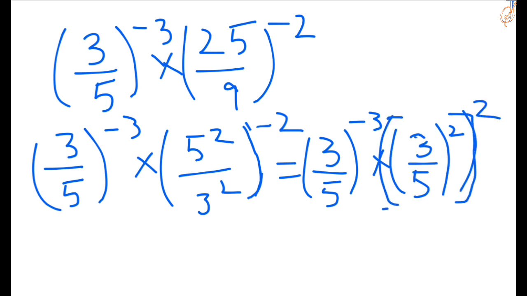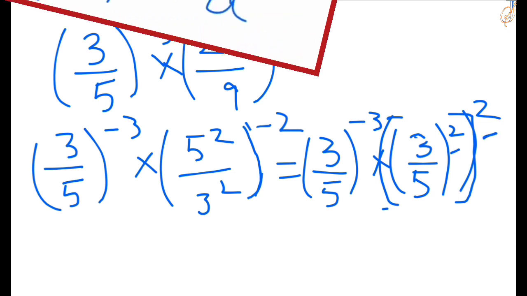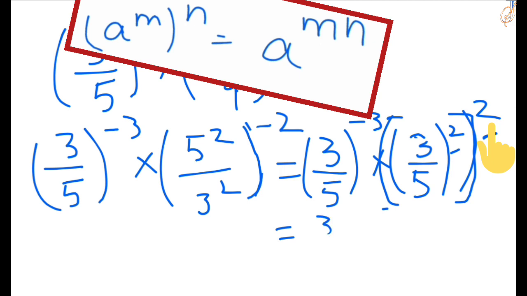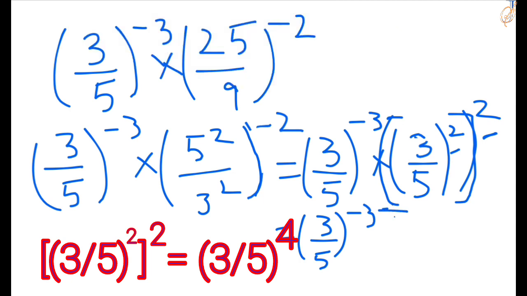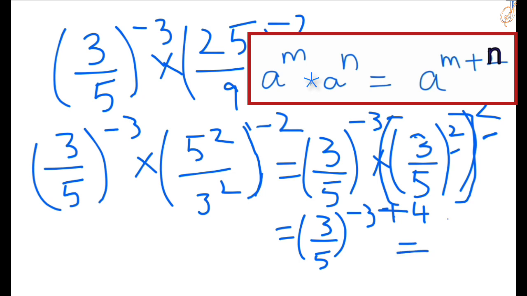So now the bases are equal. Before that, you have to multiply the powers here: (3/5) whole power minus 3, and this is 2 times 2 is 4. When bases are the same, we can add the powers. So this is 4. The final answer is (3/5) whole power 1, which is equal to 3 by 5.